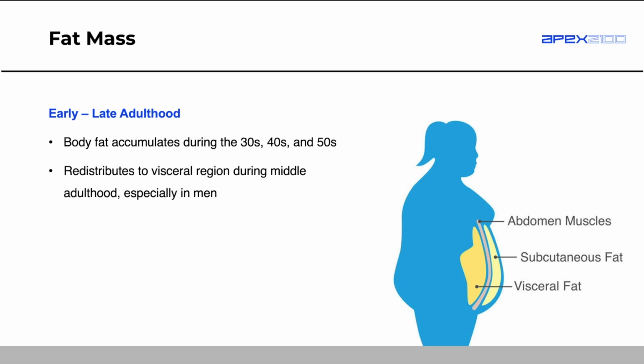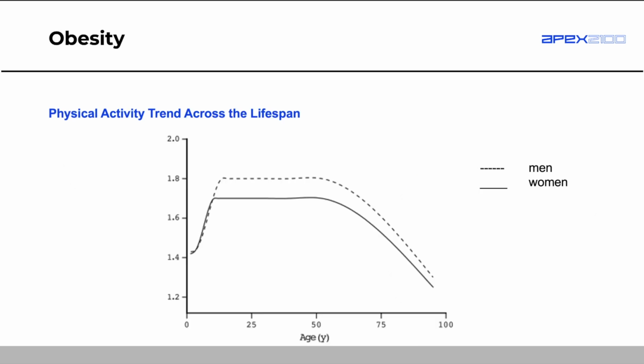So you can see visceral fat is around the organs, subcutaneous fat is under the skin. Now, carrying too much visceral fat can be extremely harmful. It's linked to a higher risk of type 2 diabetes. It's linked to insulin resistance, heart disease, and cancers as well. So what's the cause of this accumulation of body fat during adulthood? In order to answer that, we need to look at physical activity trends across the lifespan.